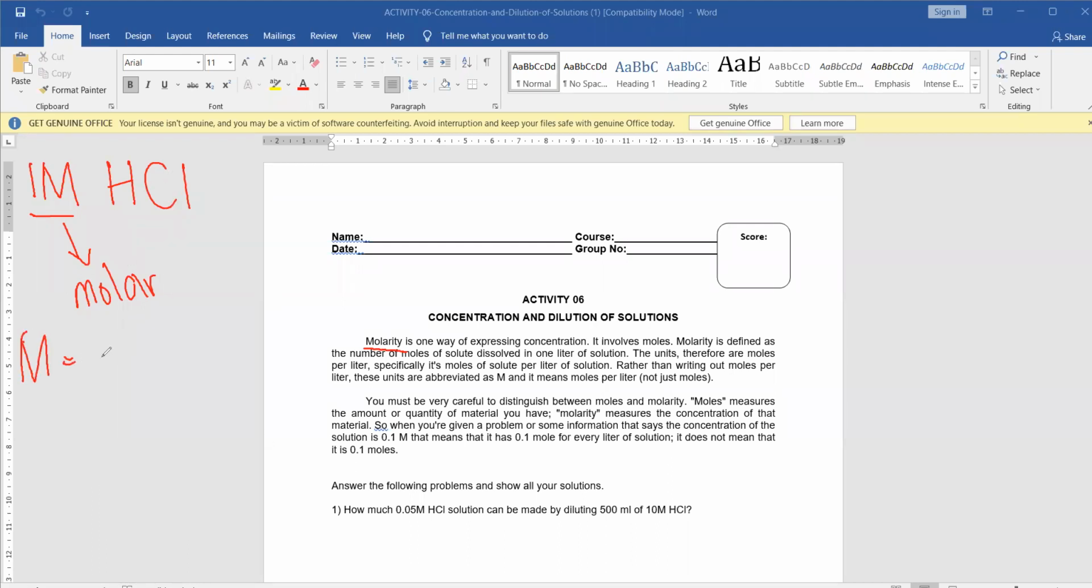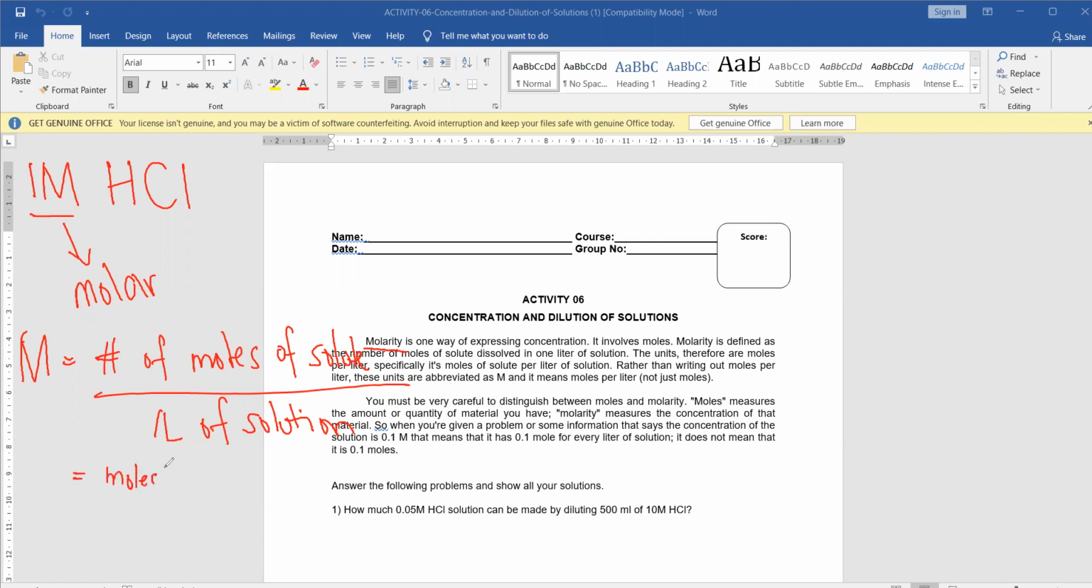Molarity is number of moles of our solute in 1 liter of solution. So please take note. Please take note of the formula. This is the definition, and definitely this is also the formula for our molarity. Number of moles of solute in 1 liter of solution. Thus, the unit for molarity can either be moles per liter or simply capital letter M.